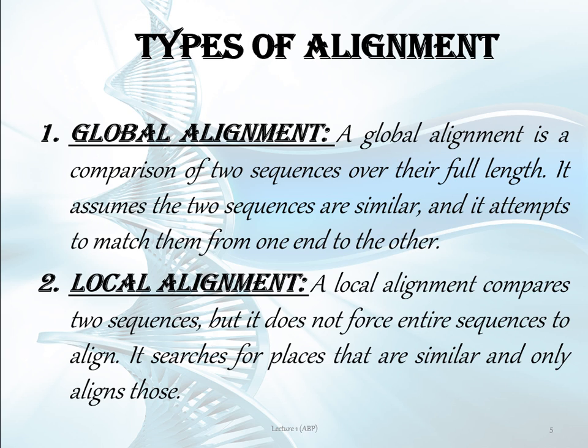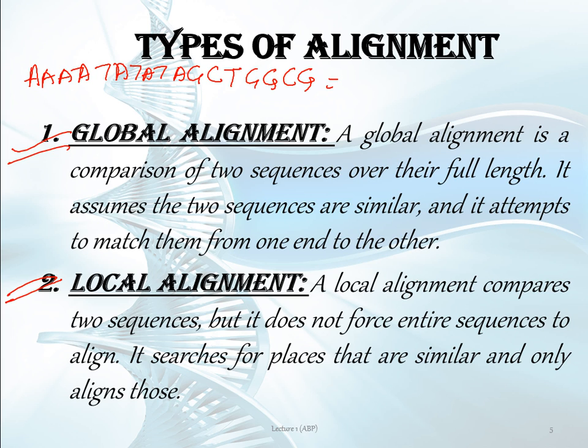Types of alignment. There are basically two types of alignment: one is global alignment, second one is local alignment. First of all, I want to tell you the difference between global and local alignment. Suppose one sequence is AAT, AT, AT, AG, CD, GG, CG. How many bases are there? 1, 2, 3, 4, 5, 6, 7, 8, 9, 10, 11, 12, 13, 14, 15, 16, 17.